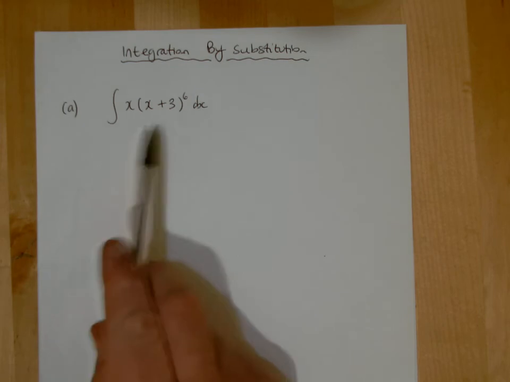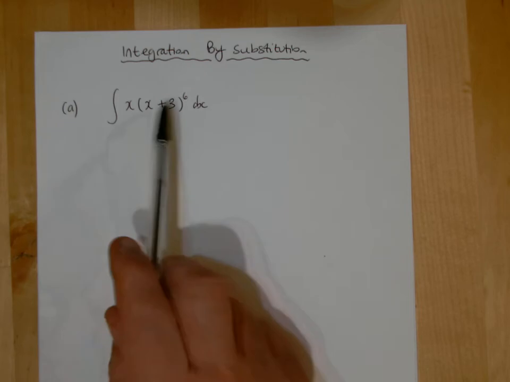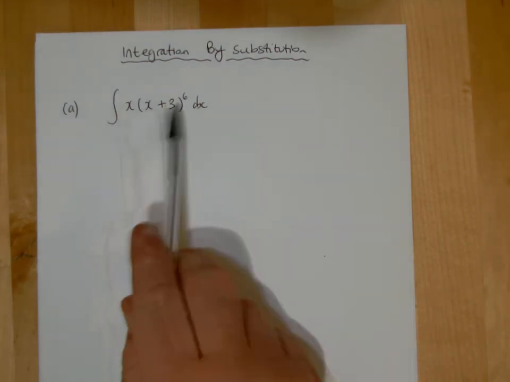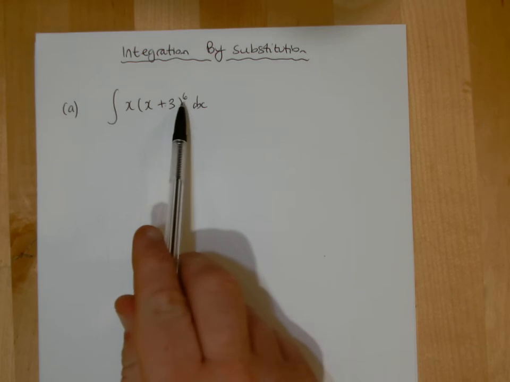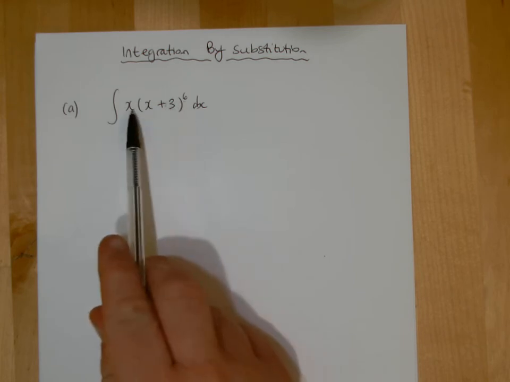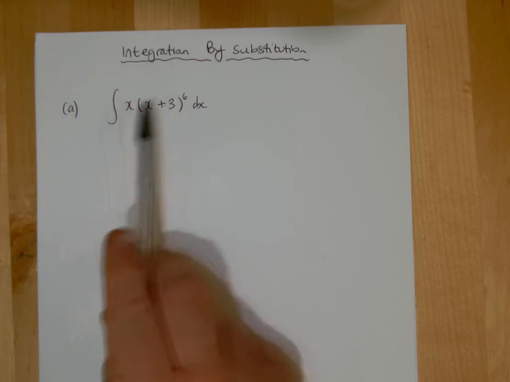Okay, so we're asked to integrate this here, and we're going to use the method of substitution. It's often helpful and much easier to use a substitute to integrate something which looks kind of complicated, because if you look at this here, you've got this bracket to the power 6, and then you've got to times this by x.